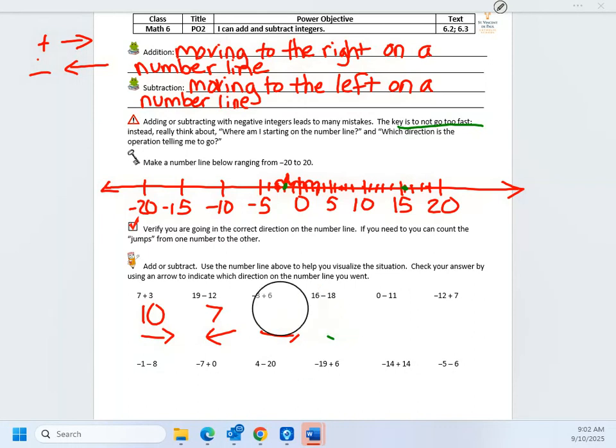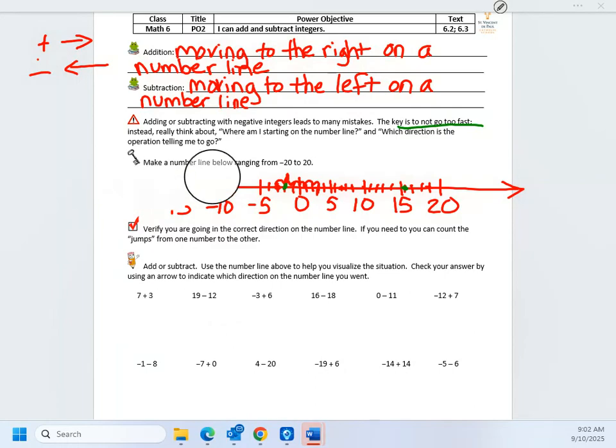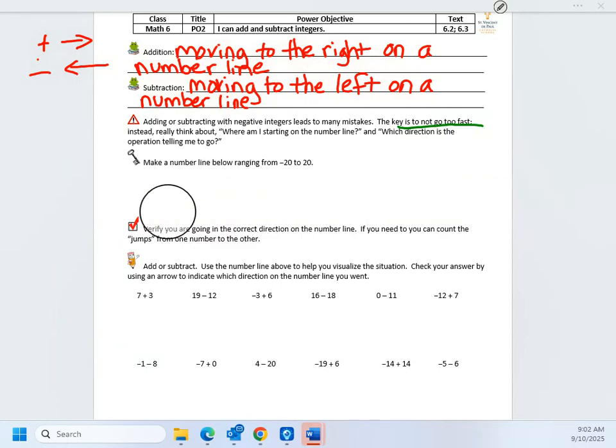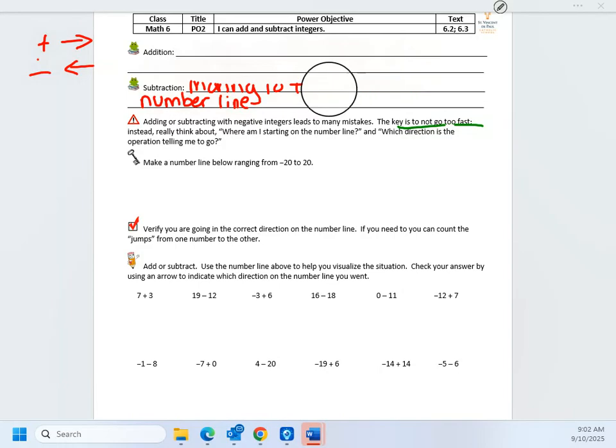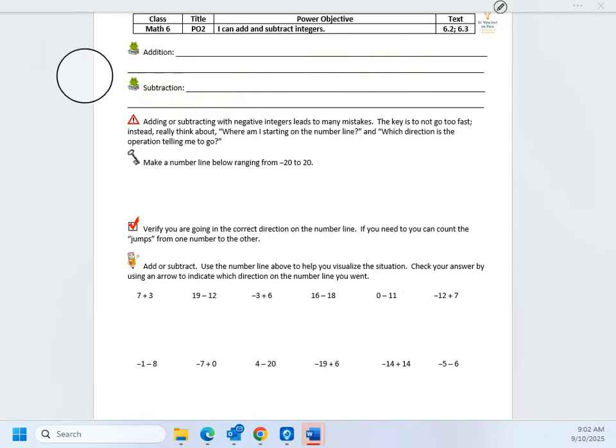Let's look at our second. First, do we have any questions on this page? So on our second page, let's turn those pages.